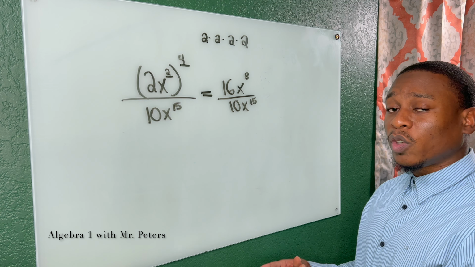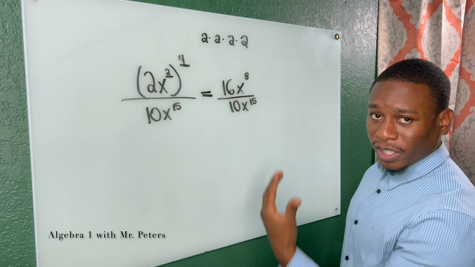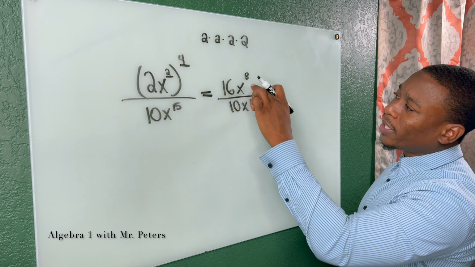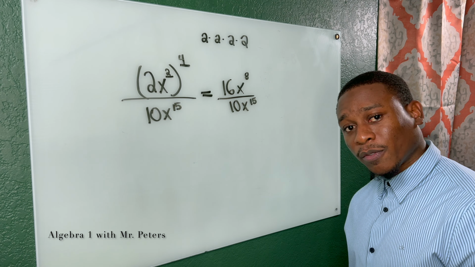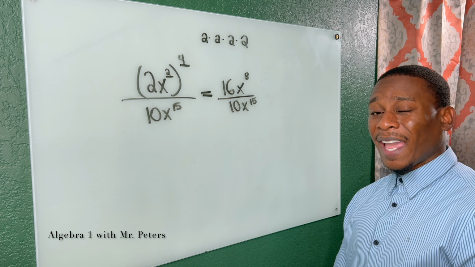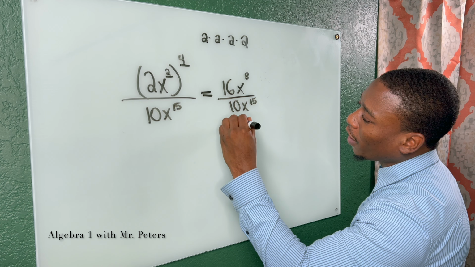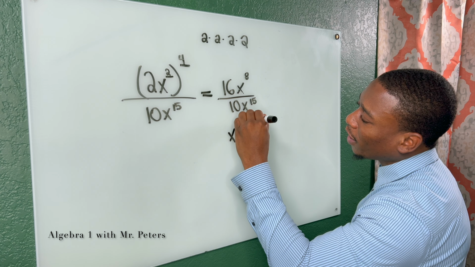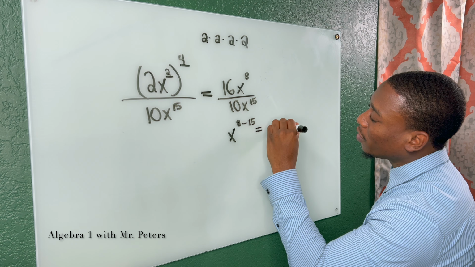Now at this stage, guys, there's a lot of things we could do, but we'll still get the answer if we do the right steps. We could simplify 16 and 10 first, or we could take care of the exponents. What I'm going to do is take care of the exponents first because I'm more worried about that, and I think that's the harder part. So I have x to the 8th power minus x to the 15th, and this is going to give me x to the negative 7.